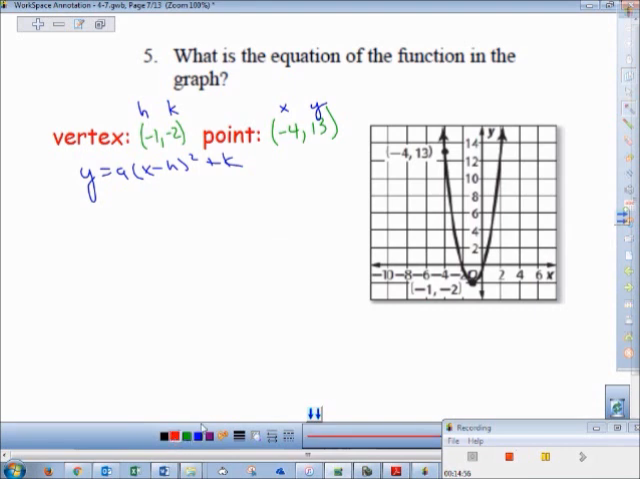Tell me about A before we even do this. Will it be a positive number or a negative number? It better be positive. That thing's opening up. Subbing in. X is negative 4. H is a minus 1, so I have a minus 1 in there. Turns into a plus 1. Negative 4 plus 1, negative 3. Squared is 9. Stick that A with him.